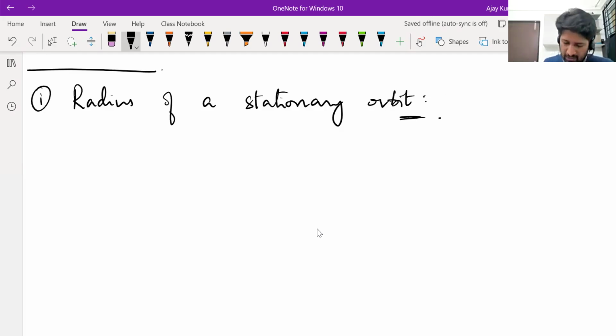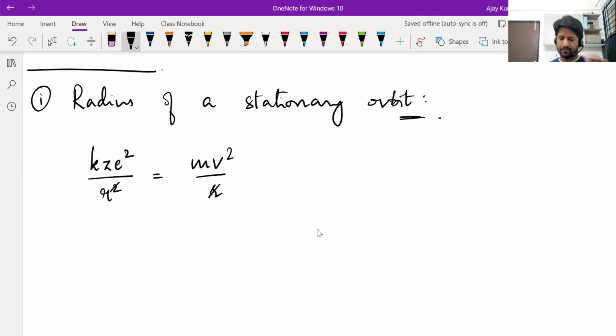The electrostatic force of attraction between the nucleus and the electron is the centripetal force acting on the electron. So kze square by r square is equal to mv square by r. Now, this gives us one equation which has two unknowns: the radius of the orbit in which the electron revolves and the speed with which it revolves. The other values are known to us. k is Coulomb's constant, m is the mass of the electron, z is the atomic number of the nucleus, e is the charge of an electron. So, depending on the radius, the speed varies.